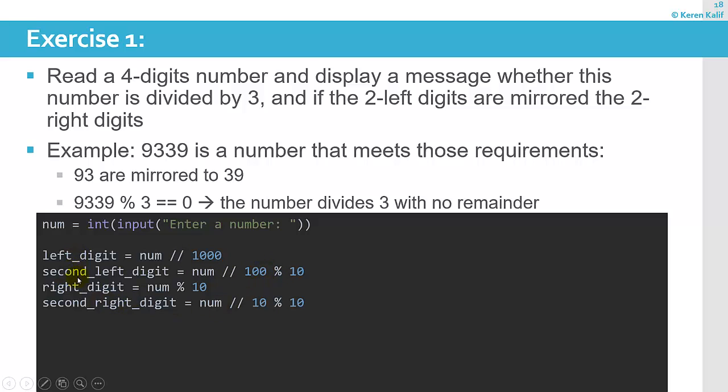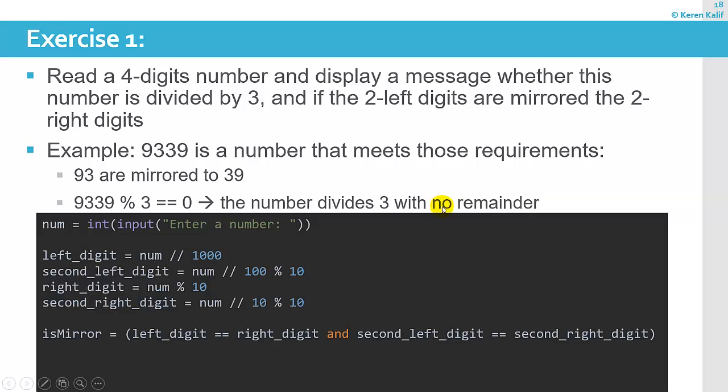Now I have all the digits separately and I want to check the conditions. The first condition that I want to check is whether the number is mirrored. So I define a variable named isMirror, and what I check is whether the left digit equals the right digit, and if the second left digit equals the second right digit. I used an AND because I need both conditions to be true. The result is in isMirror.